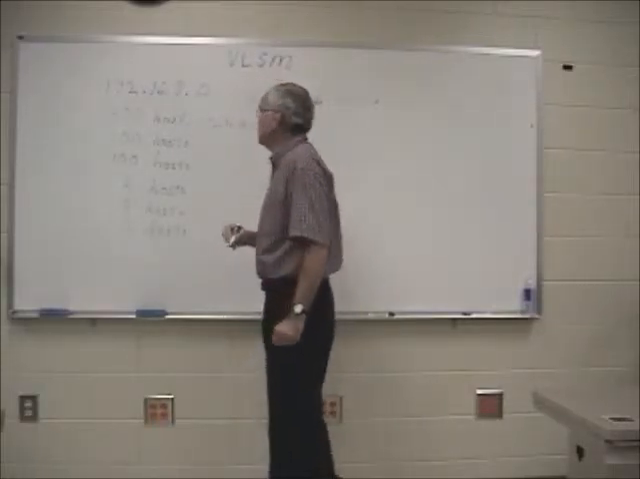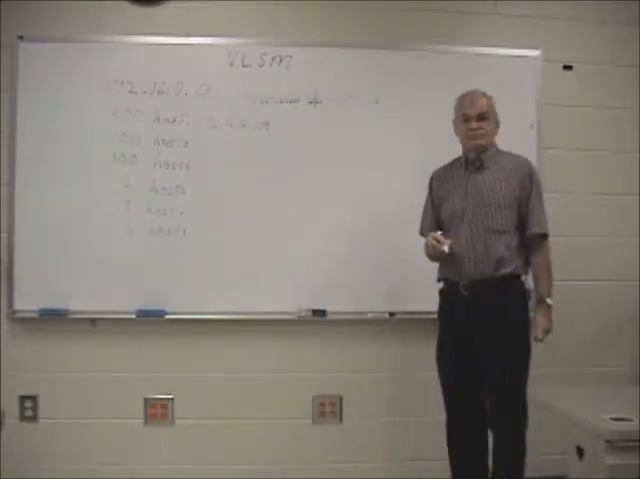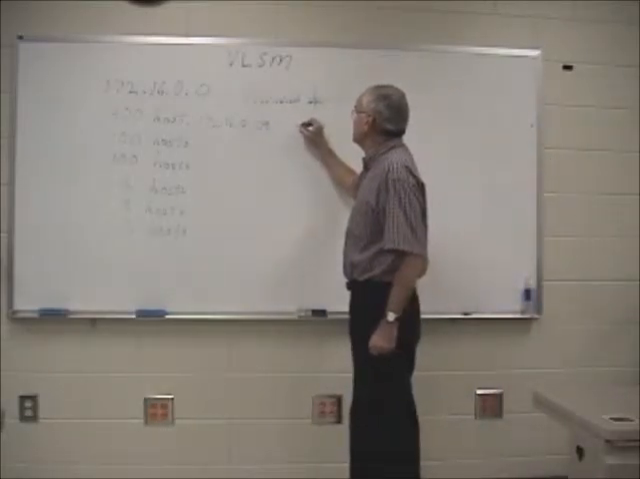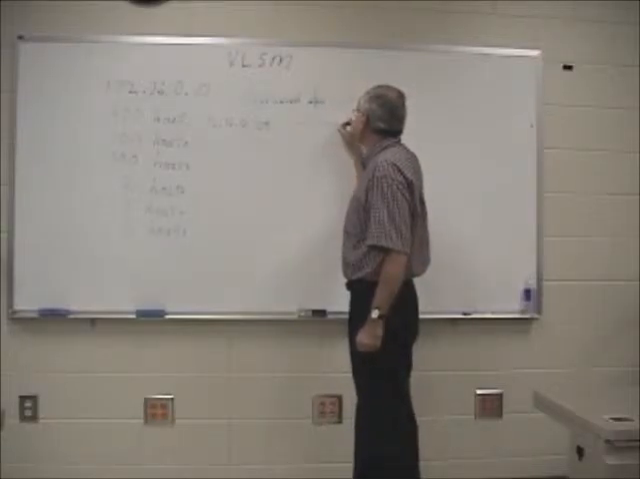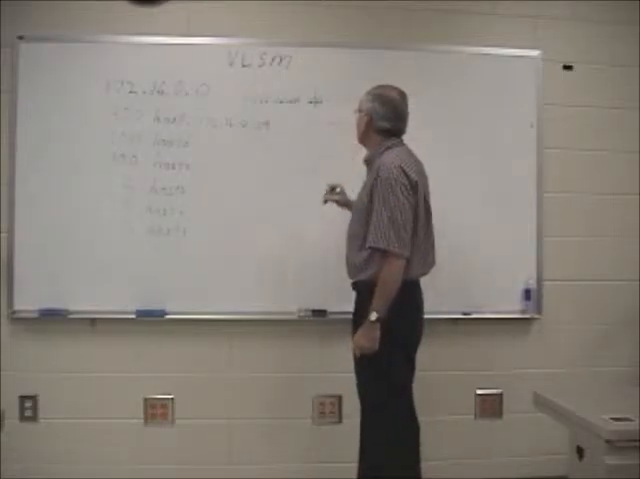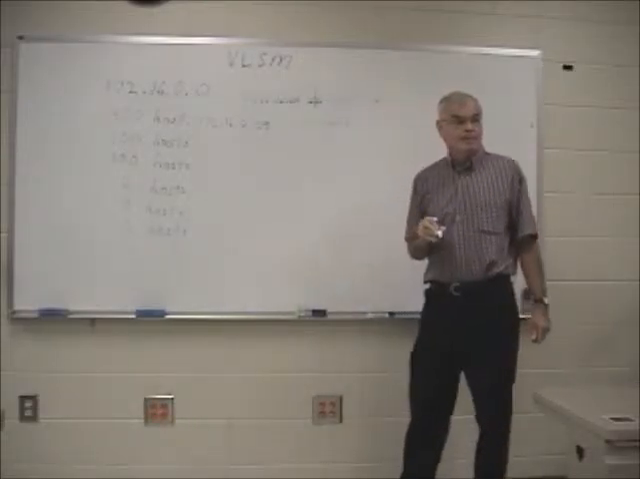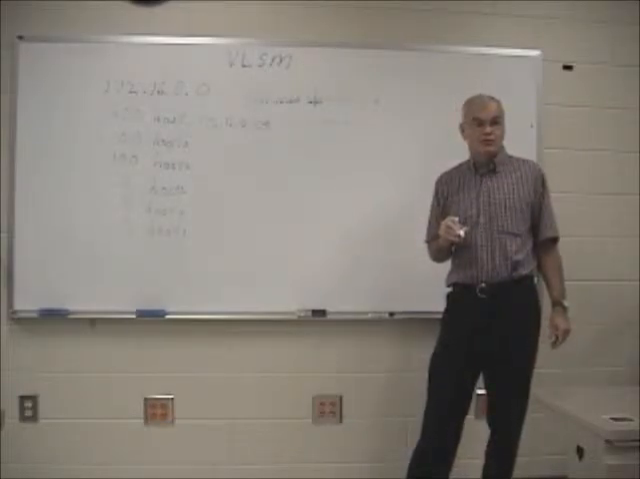172.0.129. Where did I get that number from? 8 zeros followed by a 1. Because if it's a 0 there, it would be the subnet. Y'all follow on that?